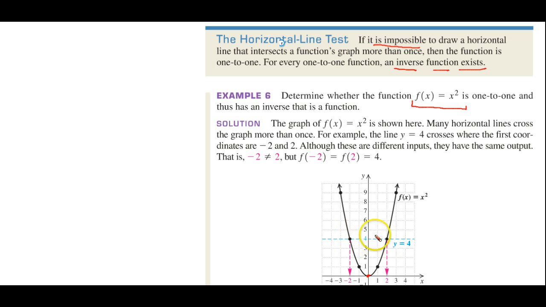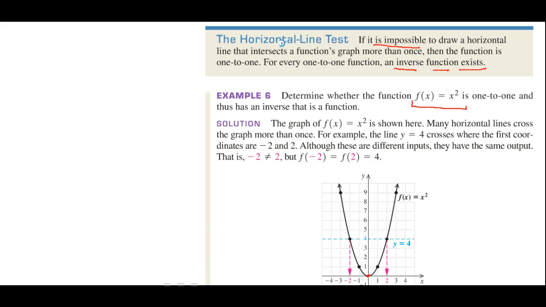Yes, it's intersecting in two. In fact, all over the place it's intersecting in two places. So horizontally, this does not pass the horizontal line test. So the inverse of this would not be a function, and here is the work to support it.